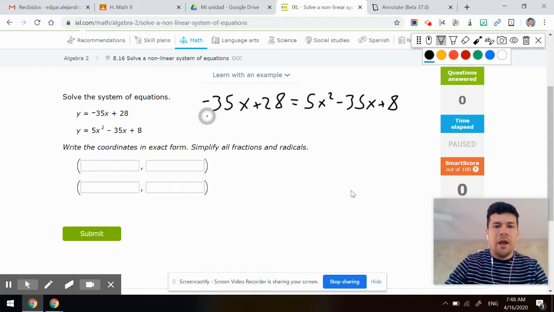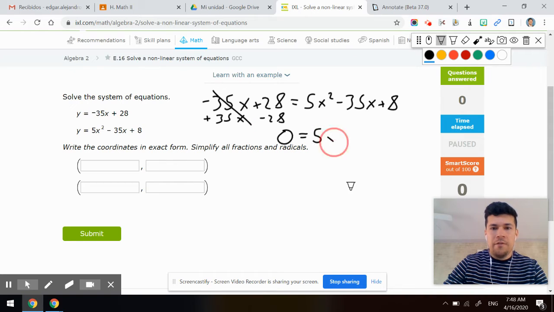What I'm going to do is move both of my terms to the right side, because quadratics, we like to have them set equal to 0. So we're going to have a 5x squared, and then negative 35 plus 35. Well, that's going to cancel out my linear term. And subtracting 28 from 8 gives me minus 20.